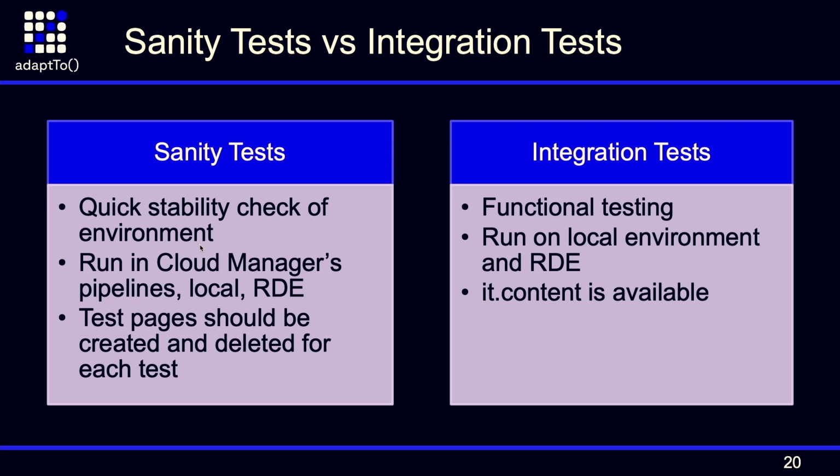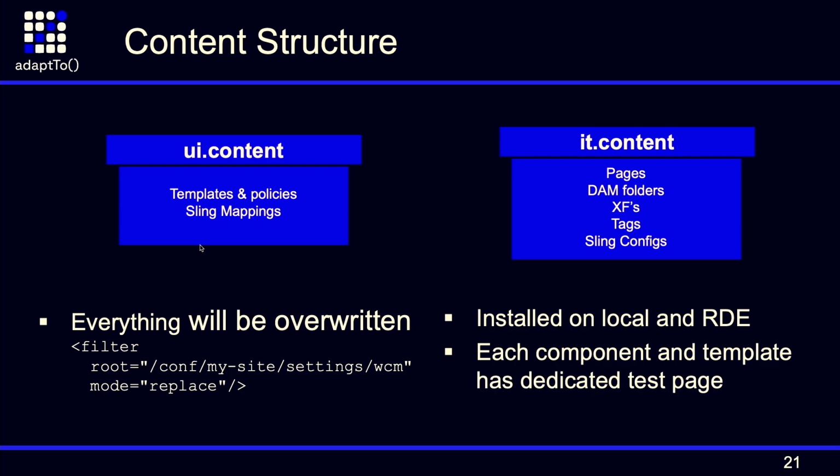On the other hand, we have the integration tests, and here we just want to do functional testing of one specific part of your application, and these will only be run locally and on the RDE. The difference here is that you can rely on test pages, and for this we use a new module called IT content. And how does this look like?